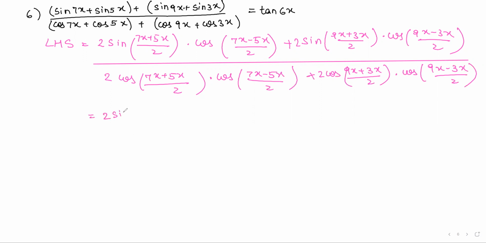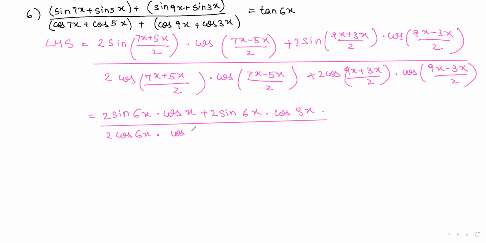is equals to 2 times sine 12x divided by 2 is 6x into cos 7 minus 5, 2x divided by 2 is x, plus 2 sine 12 by 2, 6x into cos 9 minus 3, 6, which is 3x, whole upon 2 times cos 7x plus 5x, 12x by 2 is 6x into cos 7x minus 5x, 2x by 2 is cos x, plus 2 times cos 12x by 2, 6x into cos 9x minus 3x is 3x.